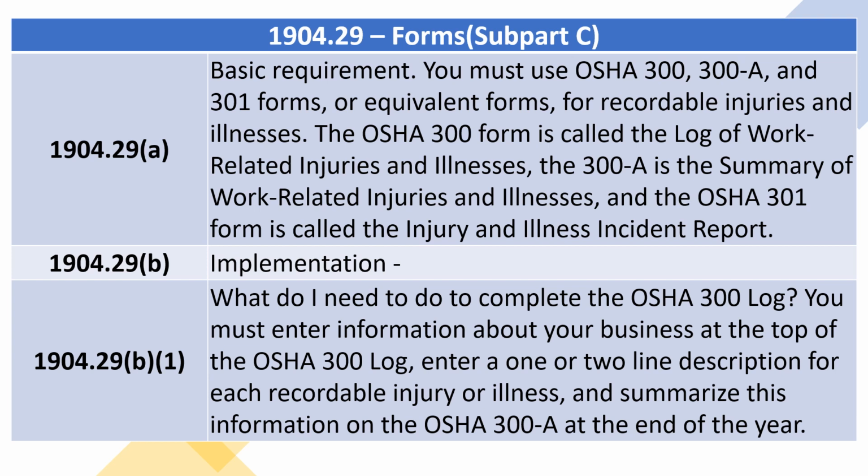1904.29(b) Implementation. 1904.29(b)(1) What do I need to do to complete the OSHA 300 log? You must enter information about your business at the top of the OSHA 300 log, enter a 1 or 2 line description for each recordable injury or illness, and summarize this information on the OSHA 300A at the end of the year.